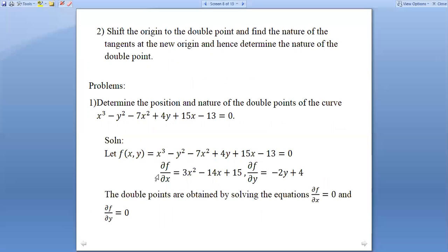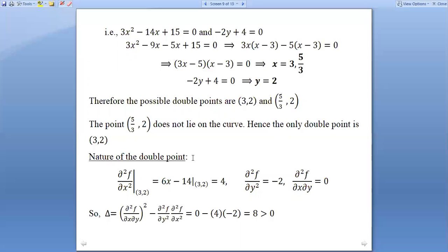So ∂²f/∂x² is obtained by differentiating partially with respect to x. You will get 6x minus 14. At the point (3, 2), you substitute x equal to 3, y equal to 2. So 6 times 3 is 18, minus 14, that is equal to 4.